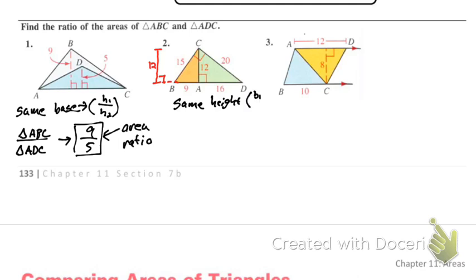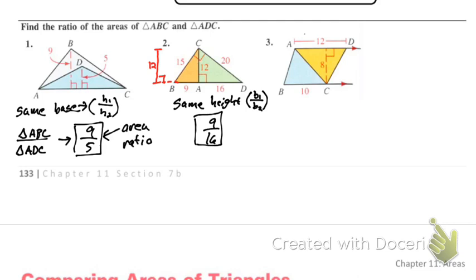So we're looking for base 1 over base 2. Once again, we're going to go ABC over our ADC. So they have the same height, so we're looking for our bases. Our height creates that 90-degree angle, so the base of ABC is going to be 9. The base of ACD is going to be that 16. So we're going to have 9 over 16.